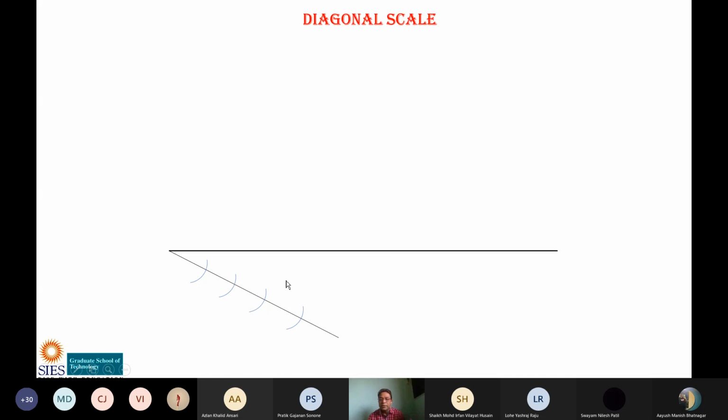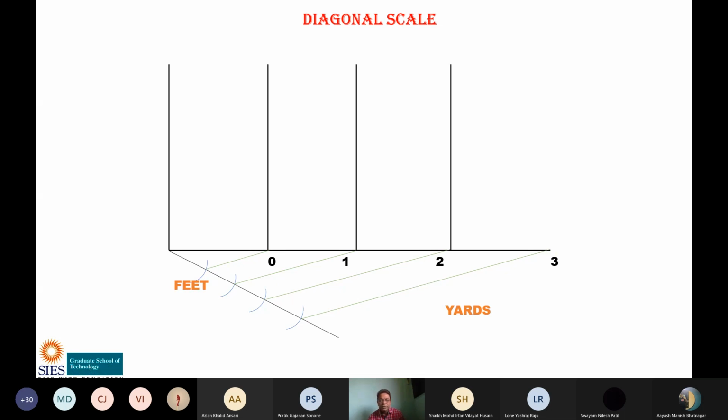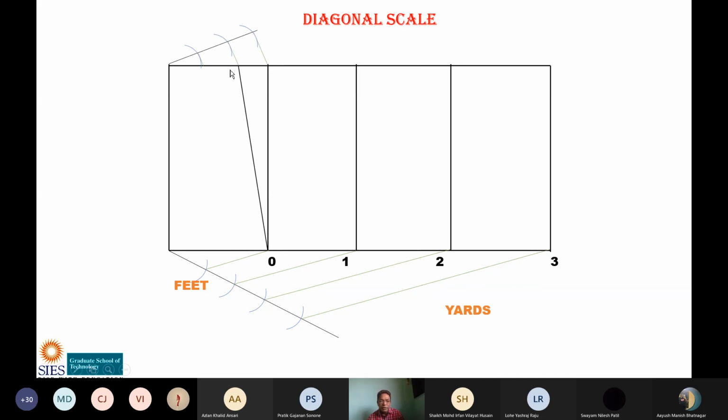So 4 parts means you start from 0. So first, second, third, fourth. Then draw parallel lines representing yard, 4 yard. Now the first part of the yard will be divided into feet. एक yard में कितना feet रहता है? 3 feet. So for that, 1, 2, and 3 feet, and then it is joined in a different way like this.